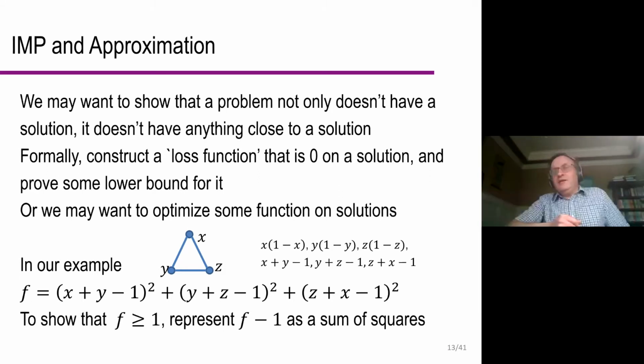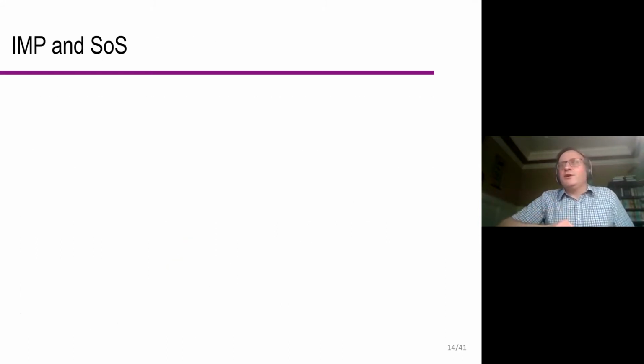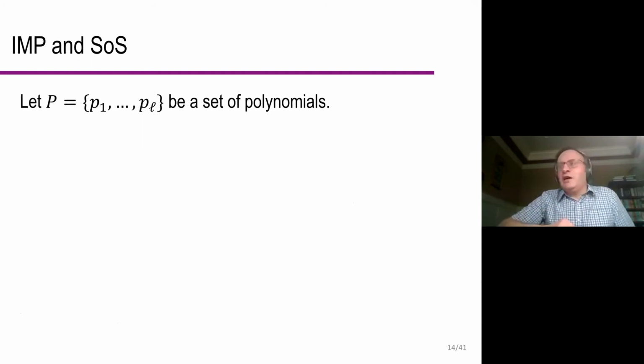So with this idea, representing things as a sum of squares, what we get is another proof system that can work for optimization problems. It used to be very popular and is still very popular, but it was very, very popular maybe 7-10 years ago. It's called the SoS, sum of squares, proof system. So more specifically, how does it work?